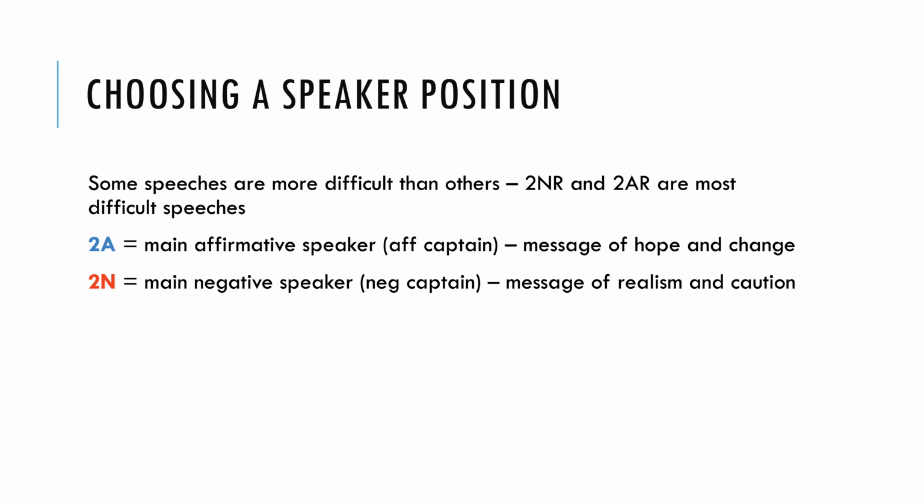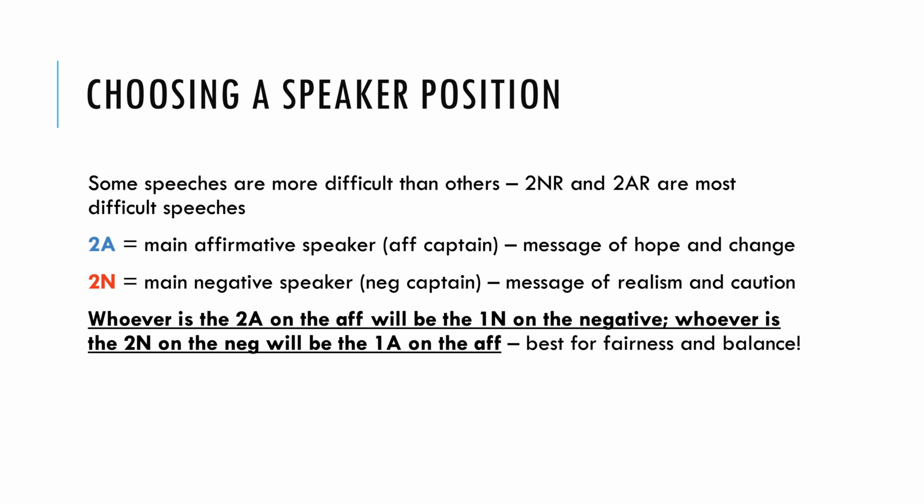You and your partner will divide these two roles. One person will be the main affirmative captain, one person will be the main negative captain. And so here's how it works. It's a line you need to have in your evidence, in your notes and to think about. Whoever is the 2A, the main affirmative captain, will be the 1N on the negative. Notice the 1N is an easier role in the negative side of the debate than the 2N. Conversely, whoever is the 2N on the neg, so the main negative captain, will be the 1A, the easier role, on the affirmative. So this is about balance and fairness, right?